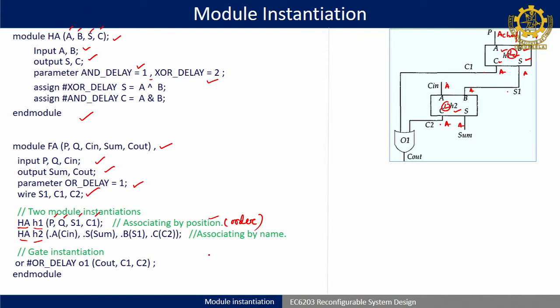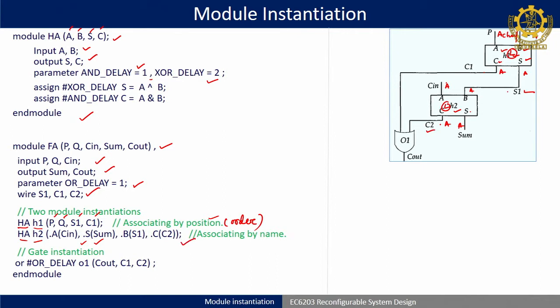And in named association, order is not that important; you can directly write dot A connected to the actual. Now, he has taken dot S next, so dot S is connected to sum. Then dot B is connected to S1 and dot C is connected to C2. So, here order is not that important.